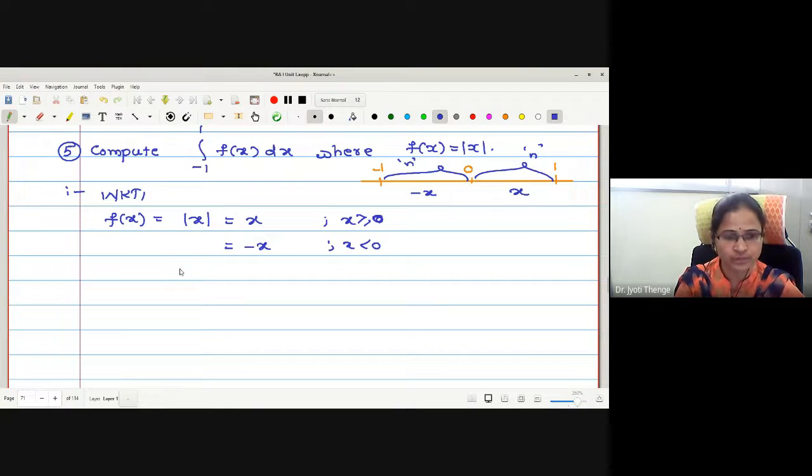Is it okay? What about the function, bounded or not? You have to check this first, na? Whether the function is bounded. Bounded or not?